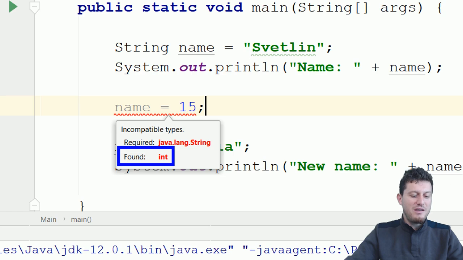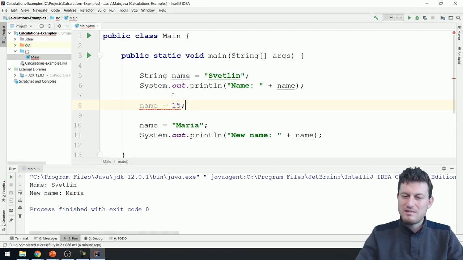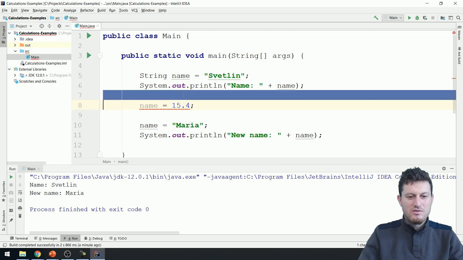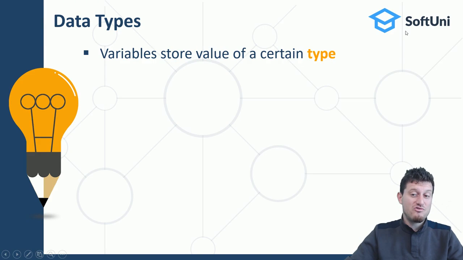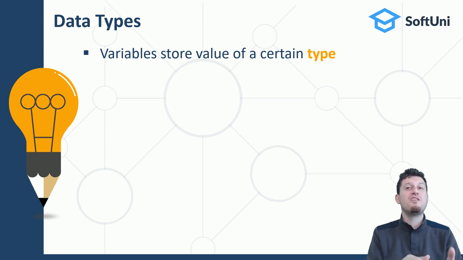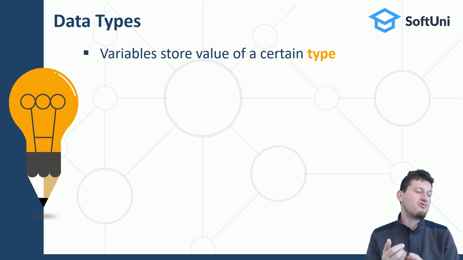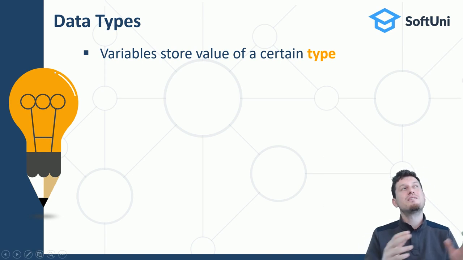You have a variable of type string, and you are trying to assign a value of type int. It's not possible. Or if I try to assign 15.4, it's a value of type double, a floating point number, and I want to assign it to a variable of type string. This cannot work. So variables have a type, at least in Java, and in Java the type is explicitly given, and variables cannot change their type over time. In some languages we can change the variable types over time, like in JavaScript or Python, but in Java and C# we cannot, because these are strongly typed languages.